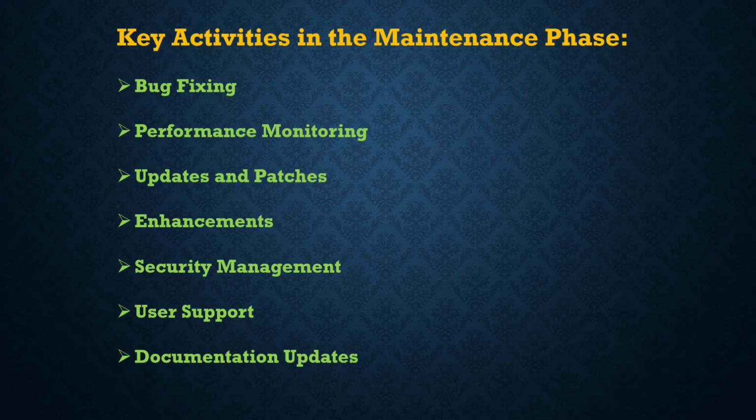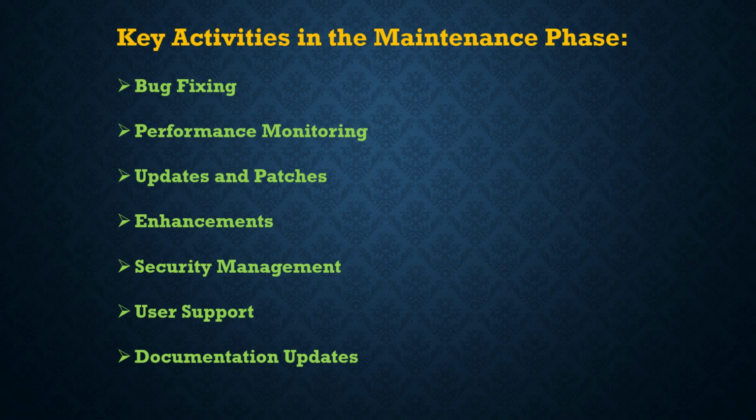Bug fixing. Identifying and resolving any defects or issues that arise after the software has been deployed. Performance monitoring. Continuously monitoring the software to ensure it performs efficiently and identifying areas for improvement. Updates and patches. Applying updates to fix vulnerabilities, improve functionality, or add new features based on user feedback or evolving requirements. Enhancements. Adding new features or functionality to meet changing user needs or market demands.